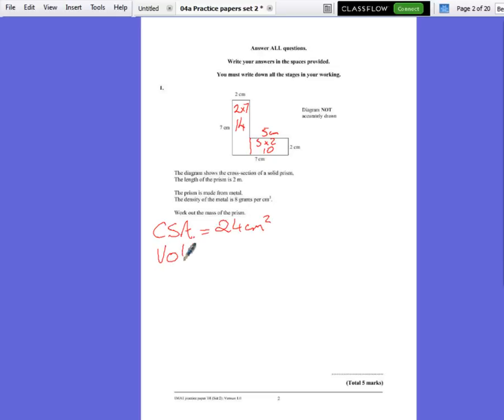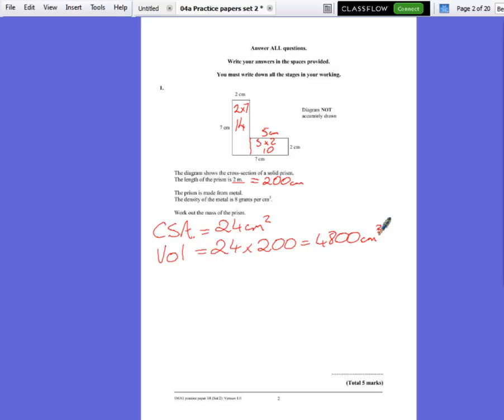To work out the volume, we multiply that by the depth. So we do 24 multiplied by, and it's 2 metres. So we've currently got all our measurements in centimetres, so that would be 200 centimetres. So we times that by 200, which gives us 4,800 centimetres cubed for the volume of this prism.